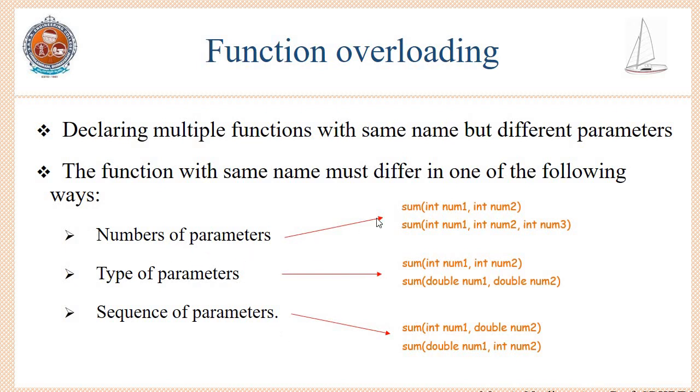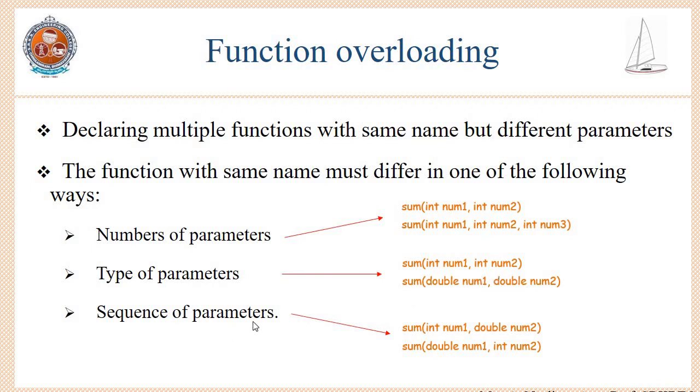Number of parameters means that here we have the same function name, sum, but the number of parameters is different. Here we have 2 parameters, and in this we have 3 parameters. Coming to the type of parameters, the function name is the same, sum, but the types of parameters are different. Here we have taken 2 integer types and here 2 double types.